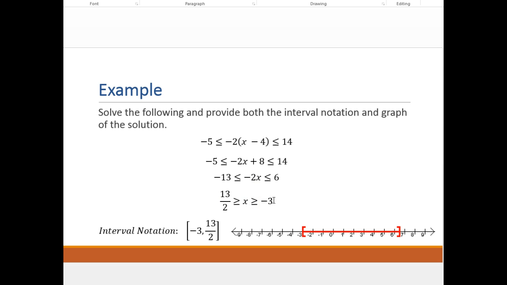So in my interval notation, the smaller number goes first: negative 3 comma 13 halves. There are brackets on each because they're both equal to, and my graph reflects it as well when I plot my points and mark the endpoints of the interval.